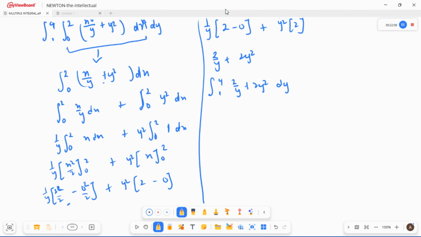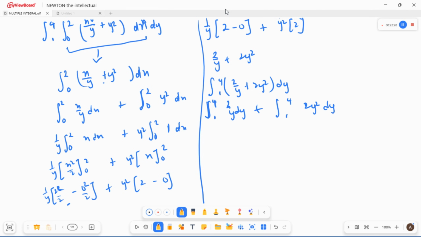Now integrating with respect to y, you can go ahead and still separate it if you want. You don't always have to separate it. I'm just trying to explain so that you do not get confused. So we have the integral of 2 over y dy plus the integral from 1 to 4 of 2y squared dy. So we have this, and now we can solve.